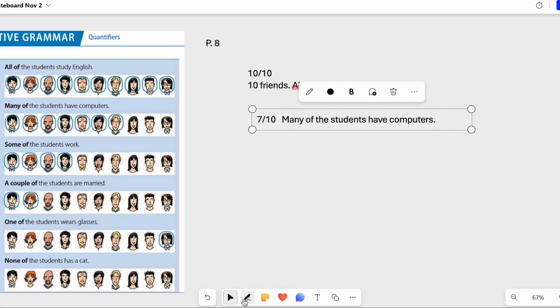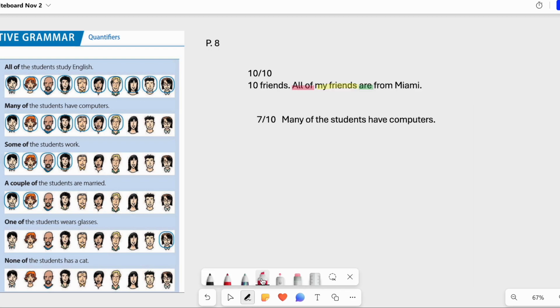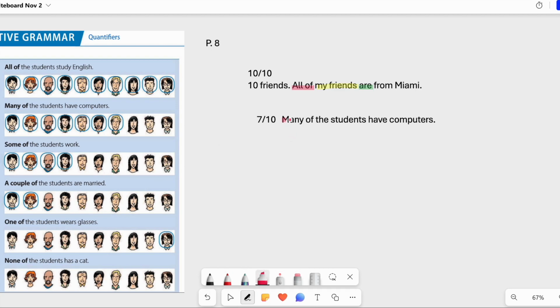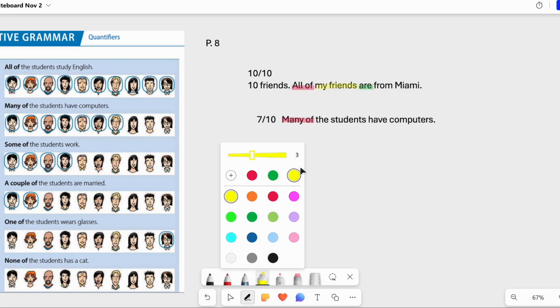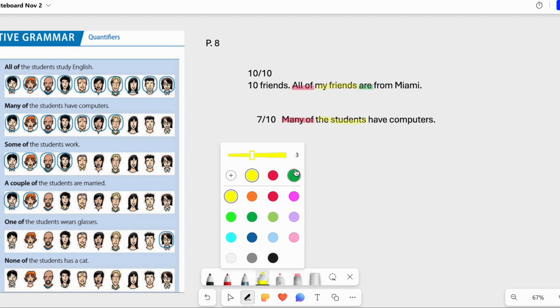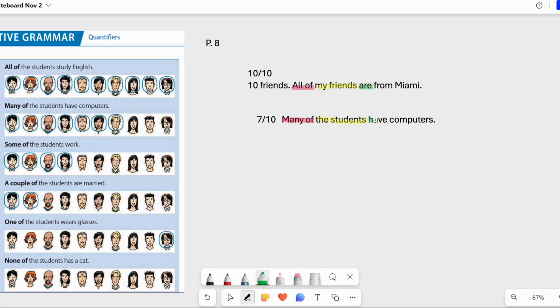So what you do here, again, you use many of, then you use plural nouns, right? A plural noun, and then a verb for the plural nouns, which is have.